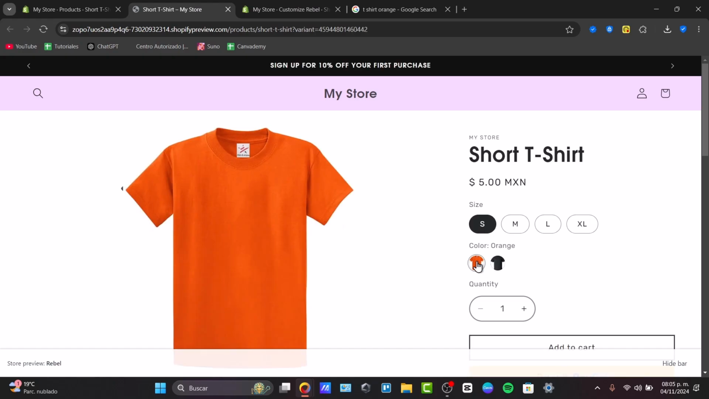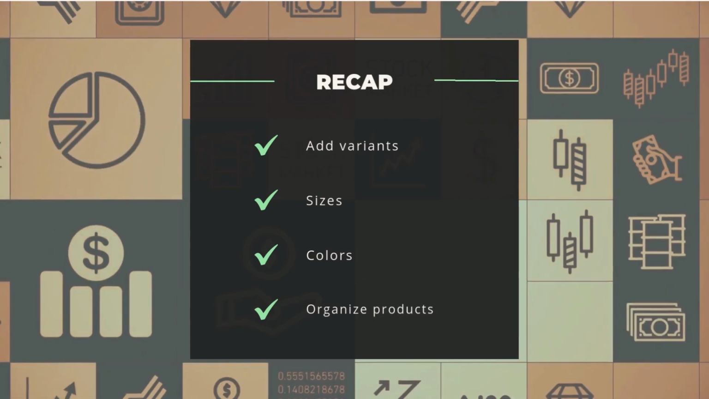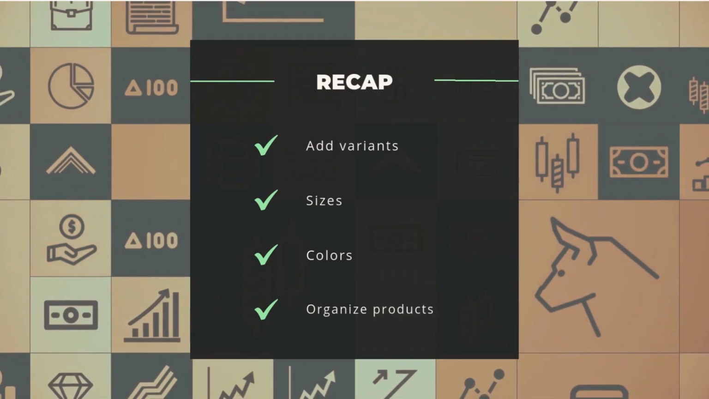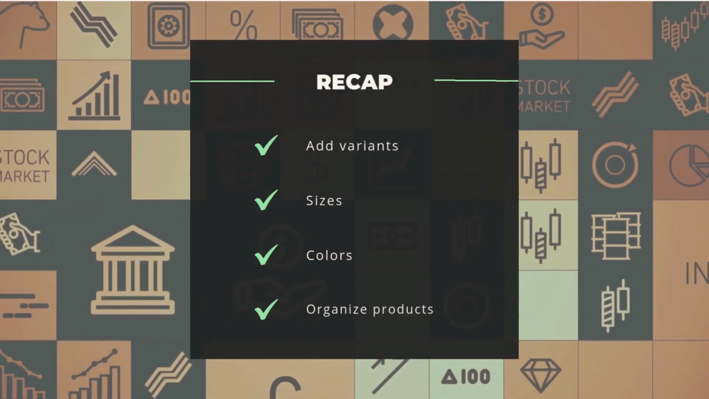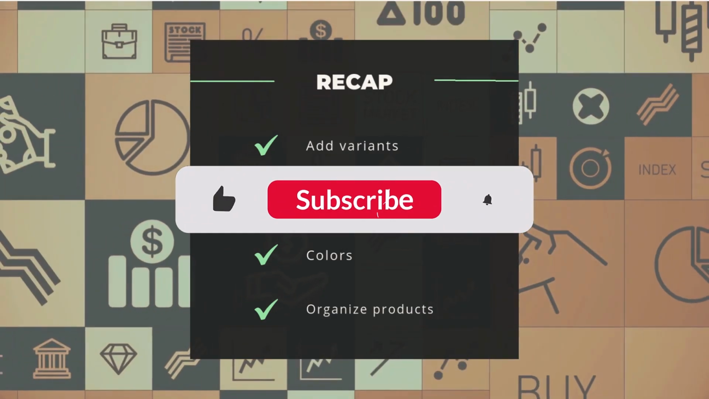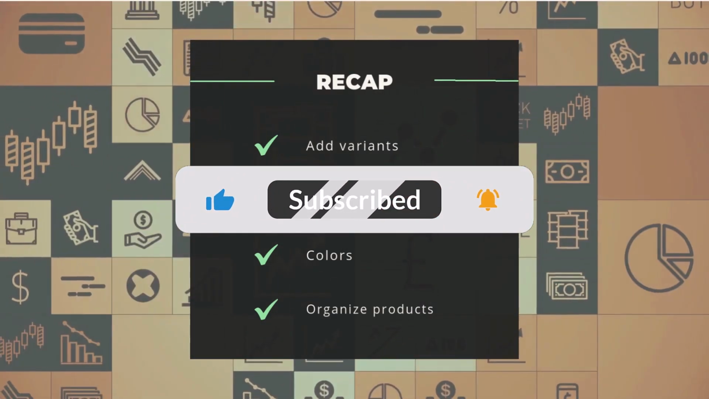So in this tutorial, we covered how to add variants to your product, including the sizes, the colors, and custom pricing. Product variants are essential for improving customer experience, so be sure to keep your options organized and easy to navigate.